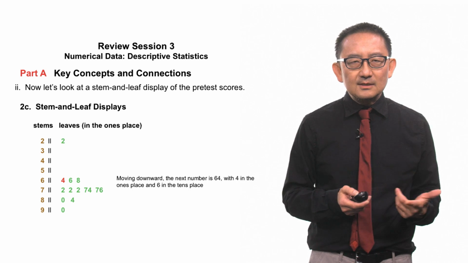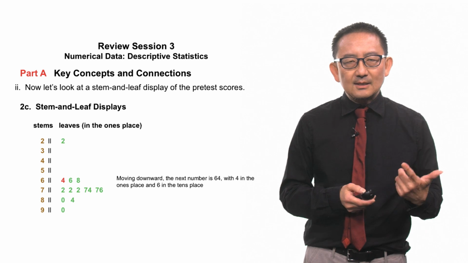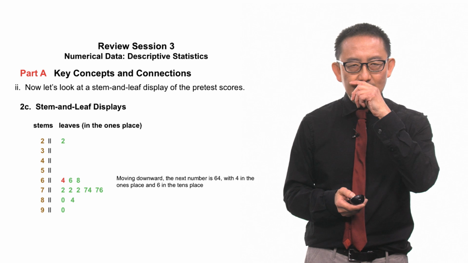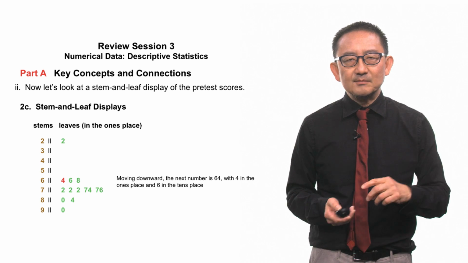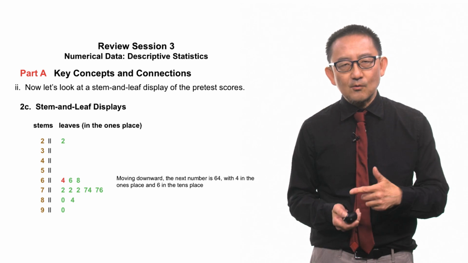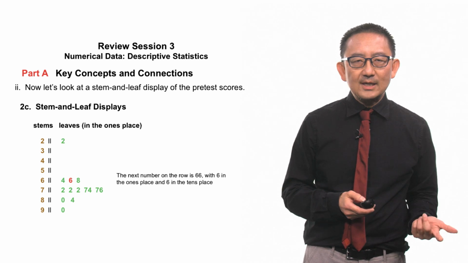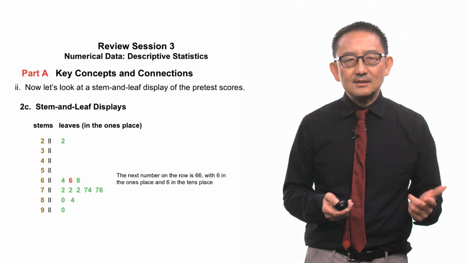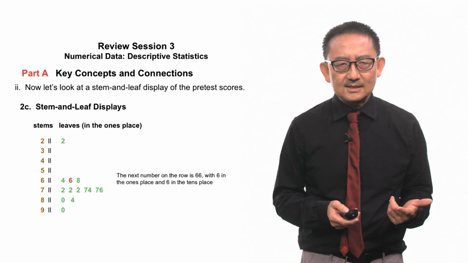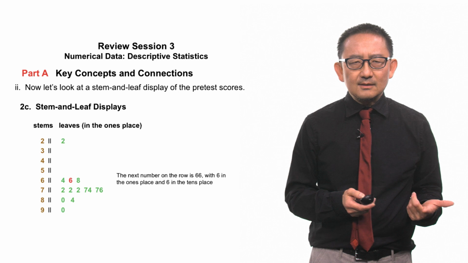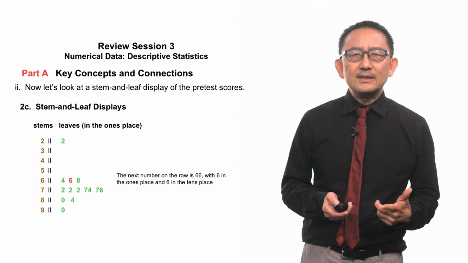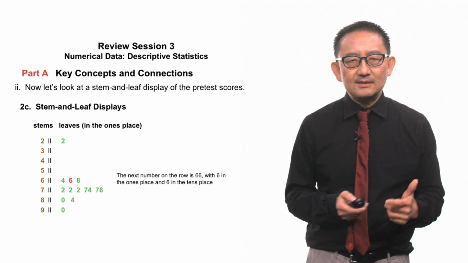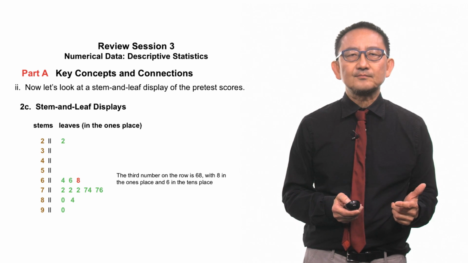So if we were to look at the numbers, we had 22 on the top. The next number in, we have a 4 in the leaves and a 6 in the stems. So we would have here 64. Likewise, the number in the center, the second number in, is 66. And likewise, we would go through number by number, and you would be able to quickly identify the various numbers in the data set.